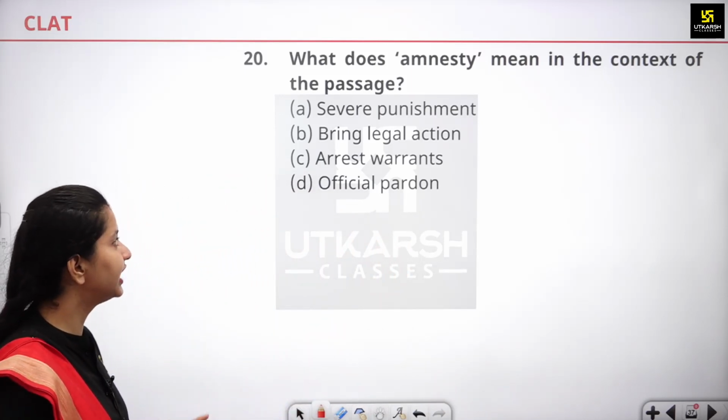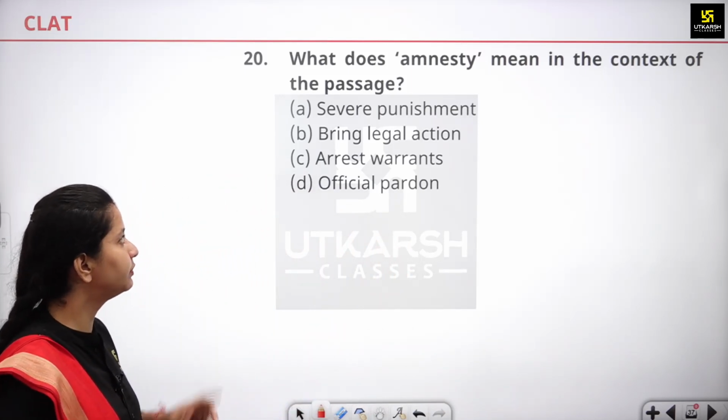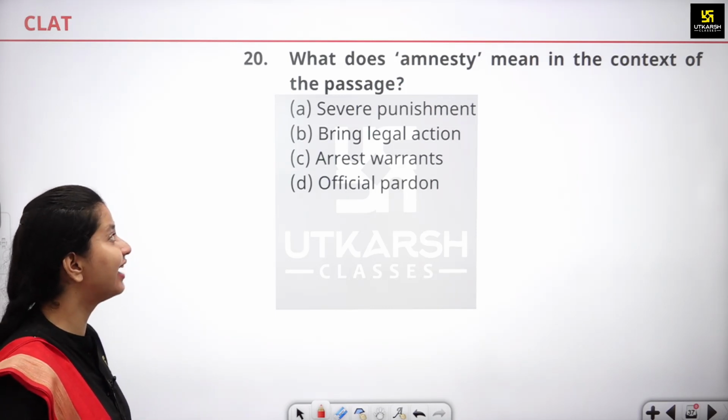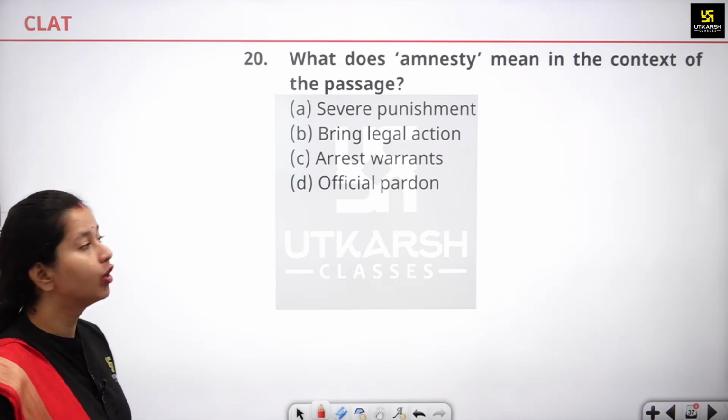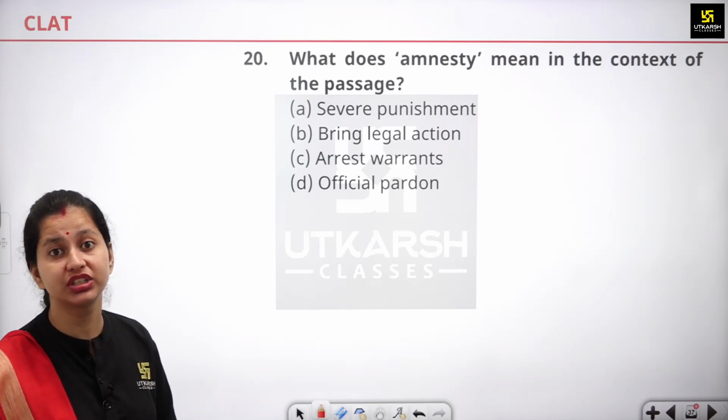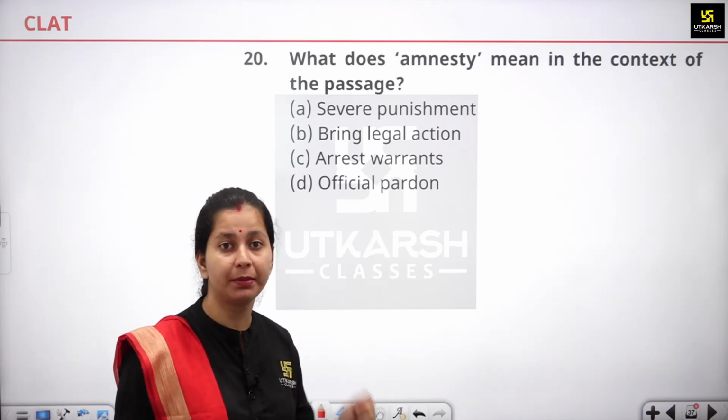Amnesty means option A, severe punishment. Option B, bring legal action. Option C, arrest warrants. And option D, official pardon. Amnesty was like the carrot given to the perpetrators.